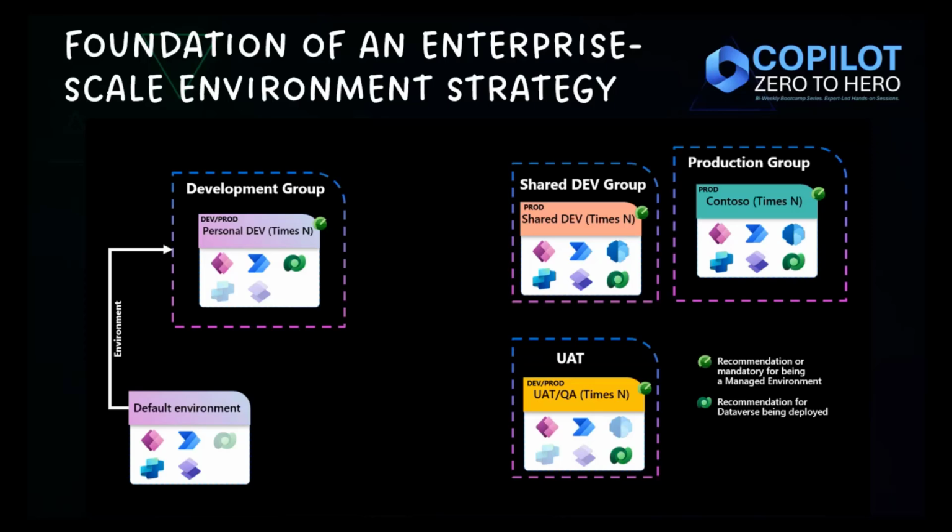So the development group is for individual development, whereas the shared development group is for where they need to work collaboratively on projects. The UAT group contains the environments that are used to test resources before they are promoted to production. And then the production group will contain the environments that host your apps, your flows, and your artifacts to use in production.